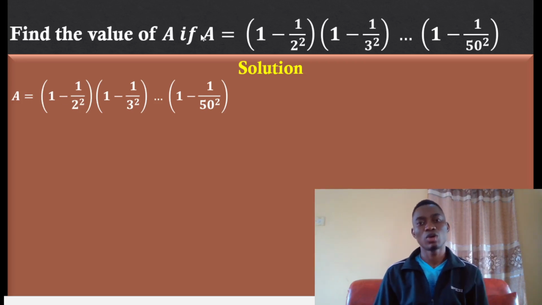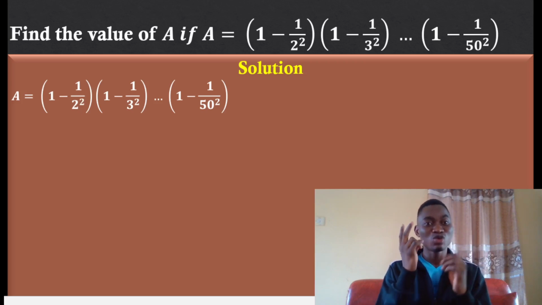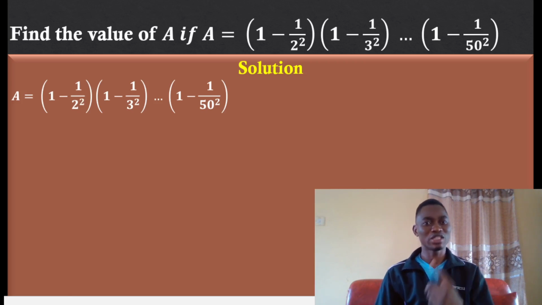As I said earlier, whenever you have this kind of question, just look at it. There must be a pattern. Now when we look at 1 minus 1 over 2 squared, what do you think it suggests? Yes, I can see that it can be expressed as a difference of two squares. 1 is a perfect square. Then 2 squared is 4, which is also a perfect square. Likewise, 3 squared is 9, also a perfect square. Then 50 squared is also a perfect square. And 1, as I said earlier, is a perfect square.